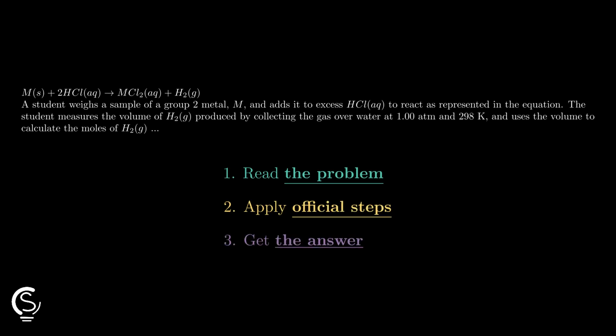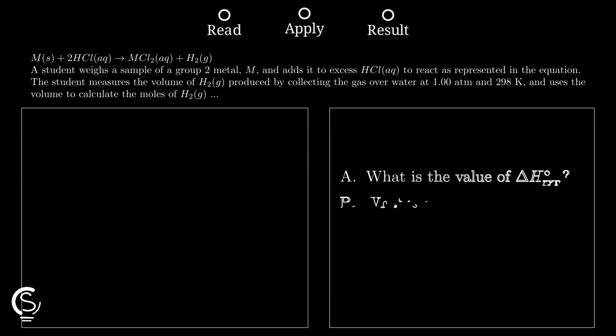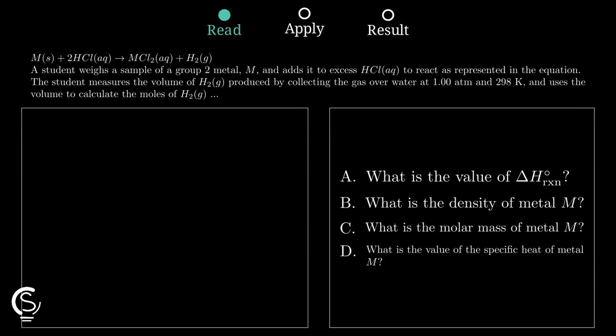I got your back. Solving this chemistry problem is super fast when you focus on the data. We will find the right answer using simple stoichiometry and gas laws. The student starts by weighing a sample of metal M and measuring the volume of hydrogen gas produced. This gives us the mass of the metal and the gas volume collected.